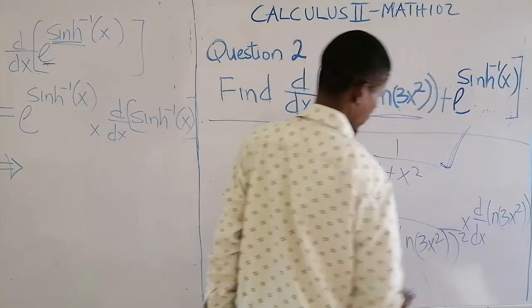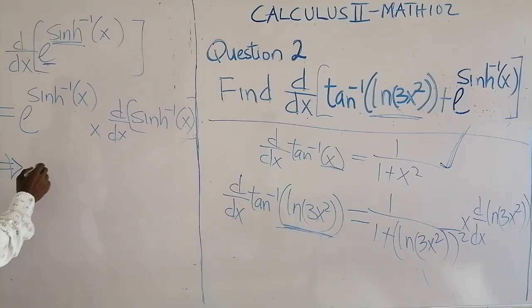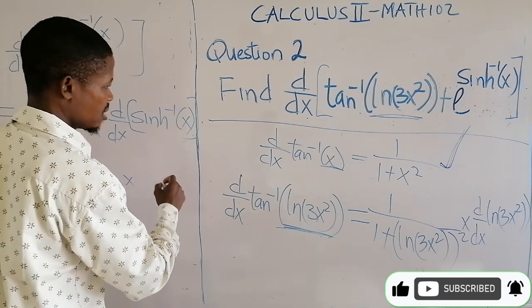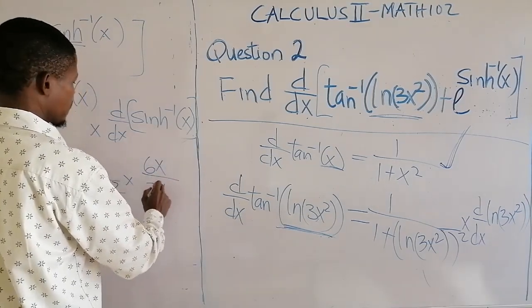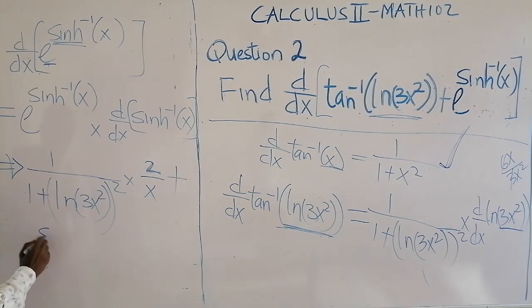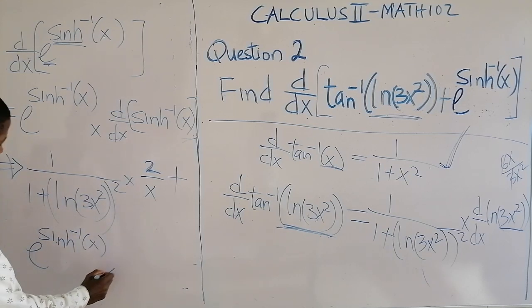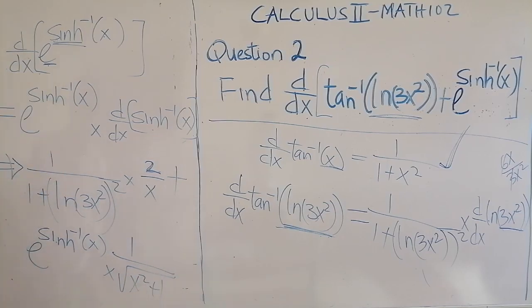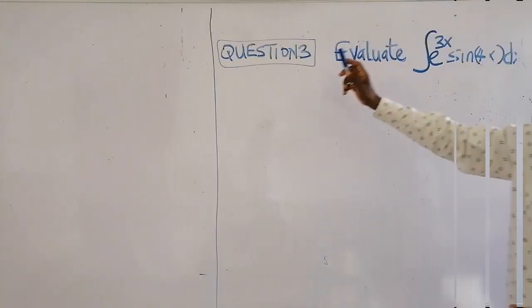For this one, the derivative of arctan will give us 1 over 1 plus ln 3x squared, squared, times, for ln, that will be 6x over 3x squared. When you are differentiating ln function, it's the derivative of the inner function, the derivative of 3x squared is 6x, all over the function itself. That will give us 2 over x. And then plus exponential to the power of this, times the derivative of this one, which will give you 1 over square root of x squared plus 1. The final part, and that ends question 2.